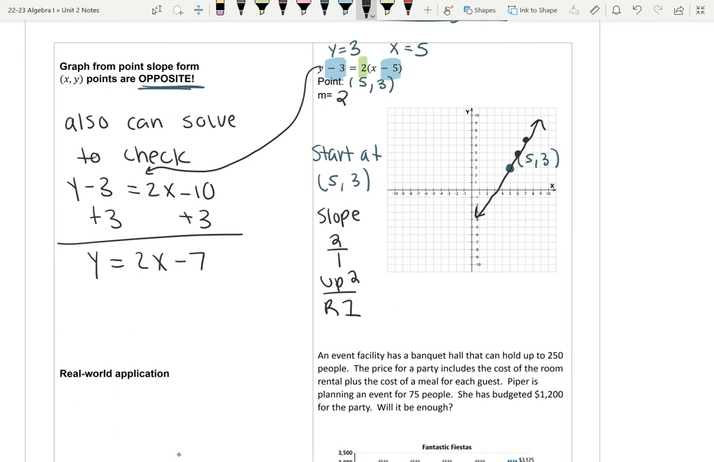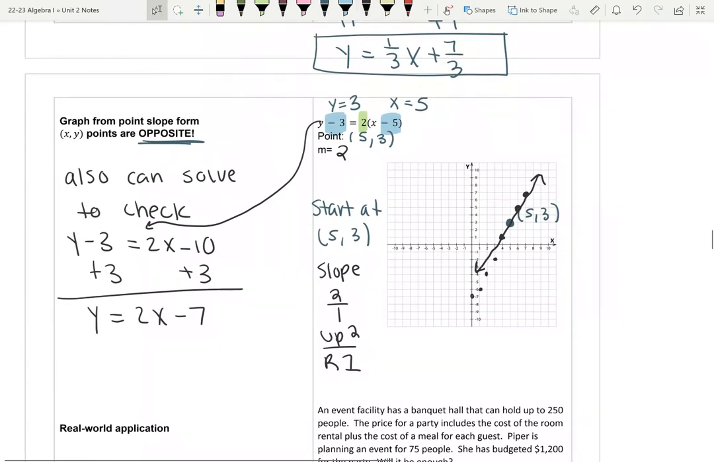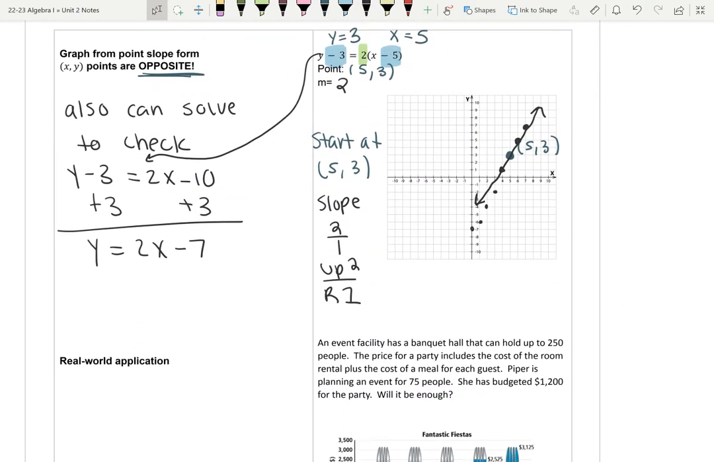So if I look right here, and if I were to continue this graph, and go down 2 over 1, my graph got a little bit off there. Okay, so over 2, 2 over 1, 2 over 1. There we go. So if I were to continue my graph like that, I would see that it does indeed cross at -7. So I did graph it correctly. Let me just fix this.